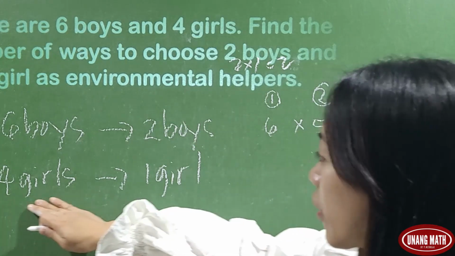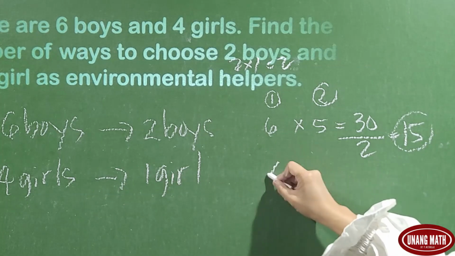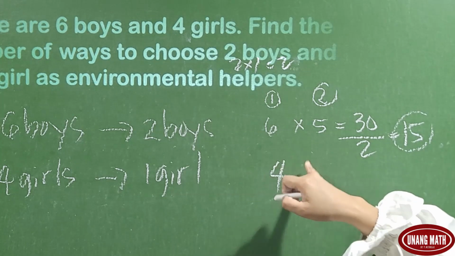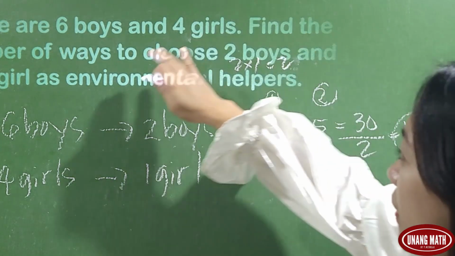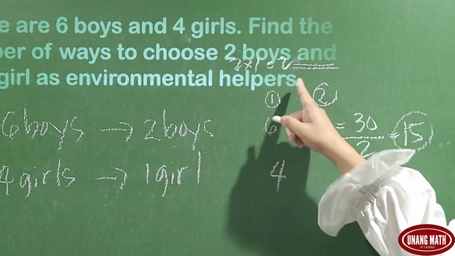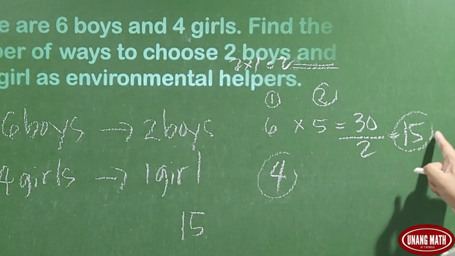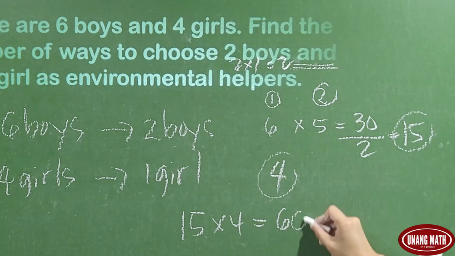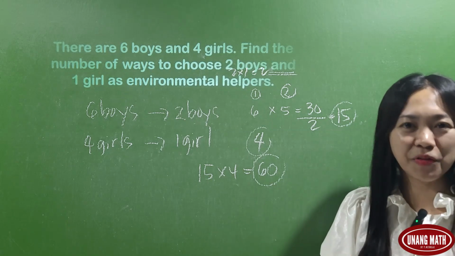Okay, what about for girls? 4 girls, and we will choose 1 girl as environmental helper. So it means the outcome is 4. So 4 ways to choose 1 girl as environmental helper. Okay, take note. We are looking for the number of ways to choose 2 boys and 1 girl as environmental helpers. So to find out, we have to multiply these outcomes 15 and this 4. And this is now equal to 60. So 60 ways to choose 2 boys and 1 girl as environmental helpers.